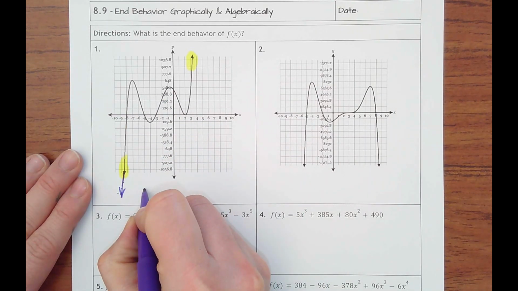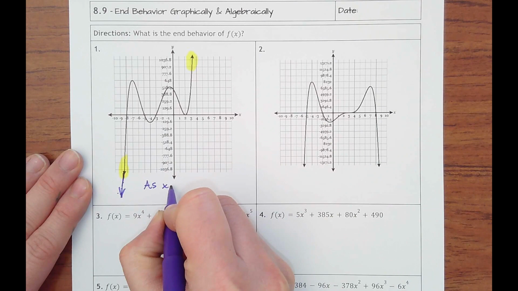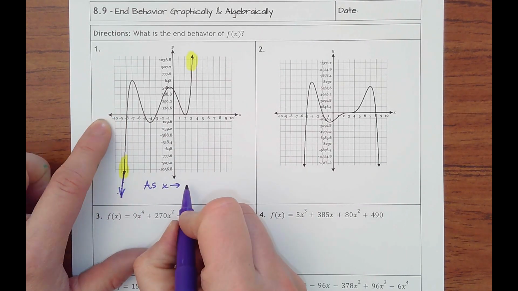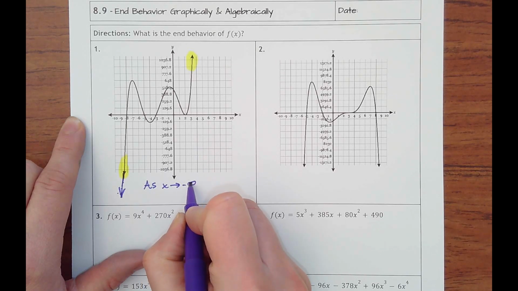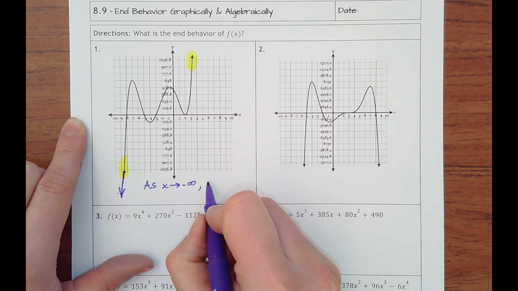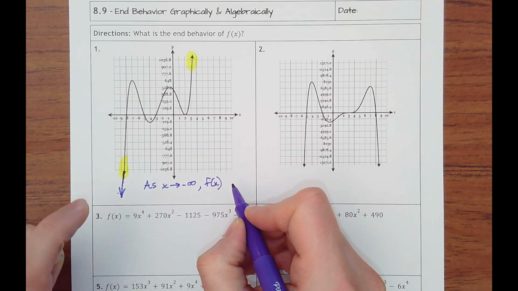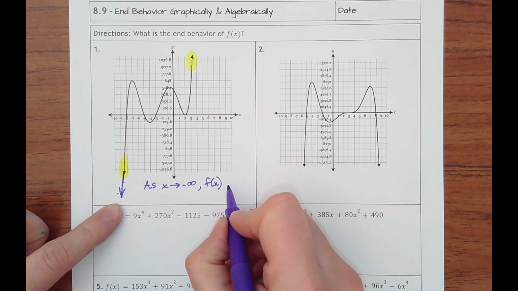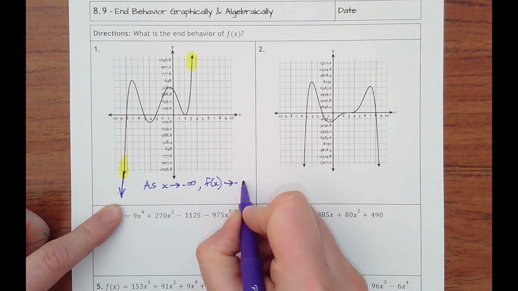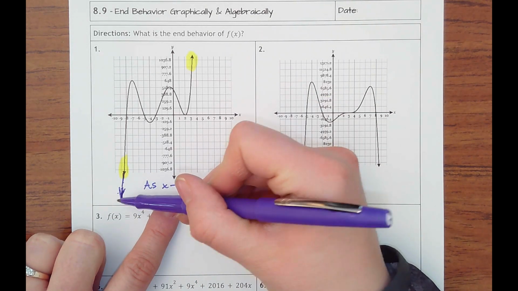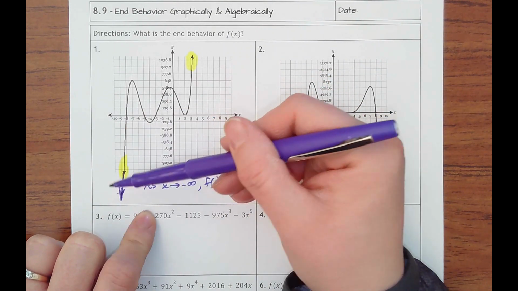So what I write is, as x, you put an arrow for goes to, when x's are getting smaller and smaller and smaller, you say -infinity, comma, y's, but we're going to say f of x, a fancy way of writing y. The y's are also getting smaller. So I would say goes to -infinity. So this makes this end go down here in quadrant 3, where x's are negative and y's are negative.